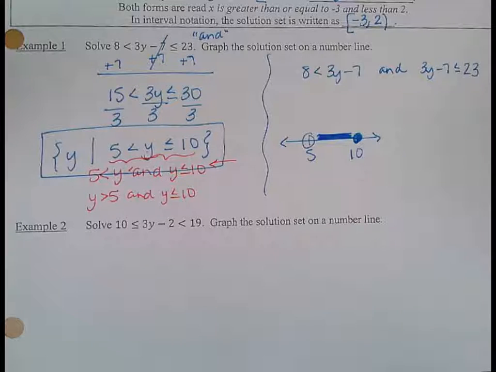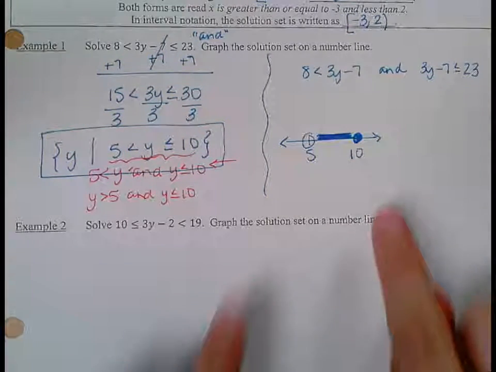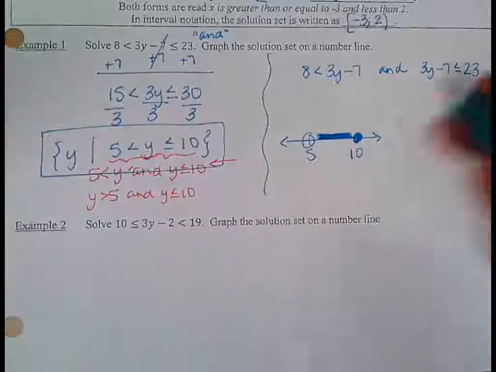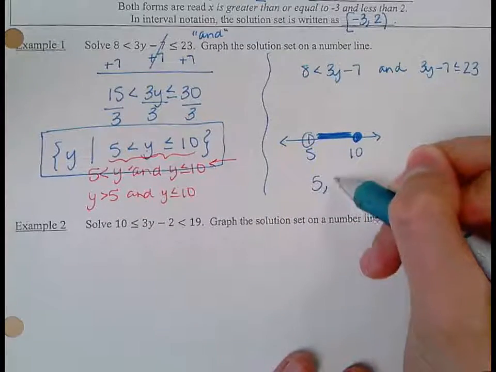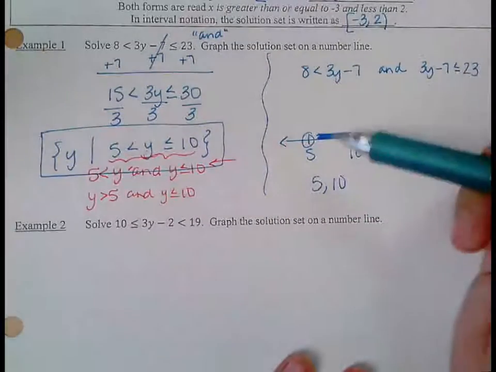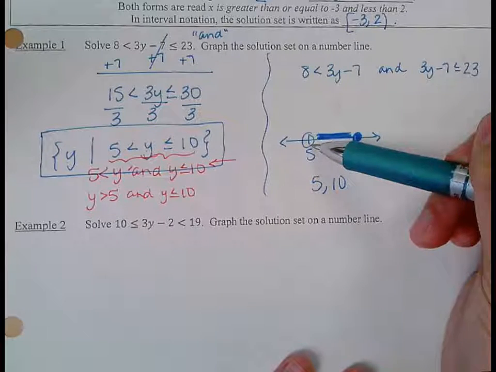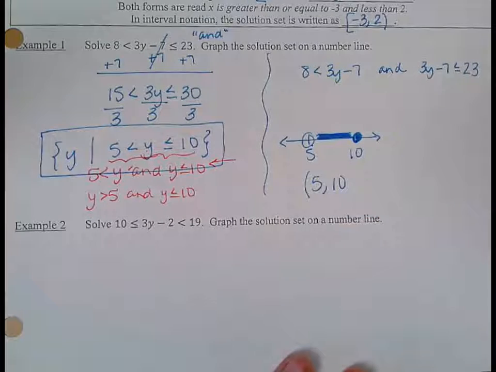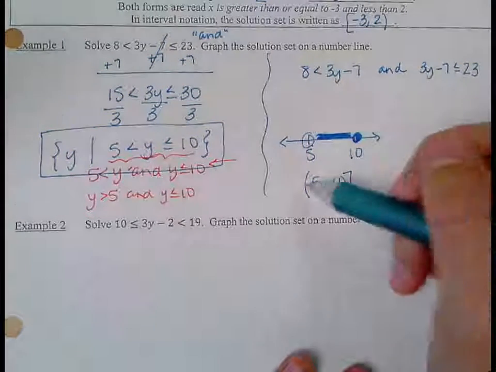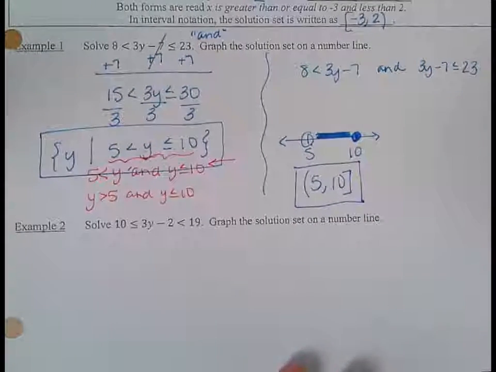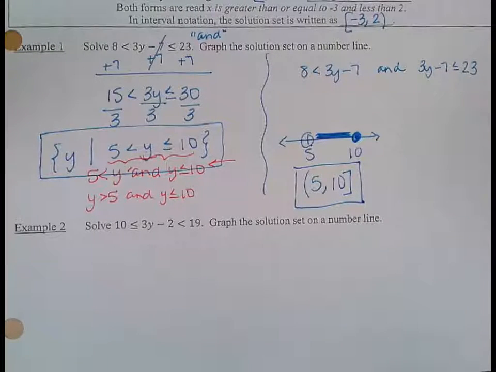And the last part, the interval notation. So I have my two endpoints. My solutions range from 5 to 10. I have an open circle on 5. It's not included, so I should have a parenthesis there. And then a closed dot on 10. It is included, so a bracket on the 10. And that would be the interval notation. Okay, any questions on that?